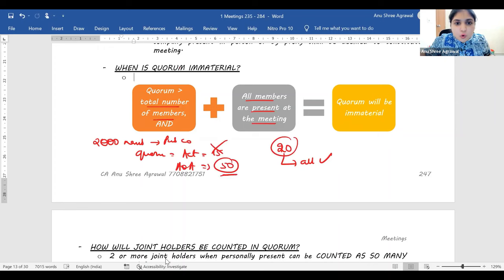Is it possible for quorum to come? Is it possible for us to have 50? No, because the number of members is reduced to 20. So if the number of members is below quorum and all the members have come, I don't have to consider quorum. You understood? If the total number of members is below 50, below quorum, and all the members have come, I can ignore quorum.